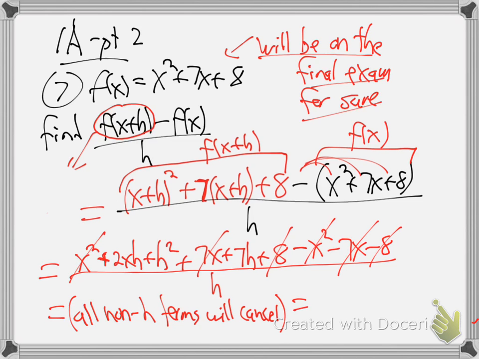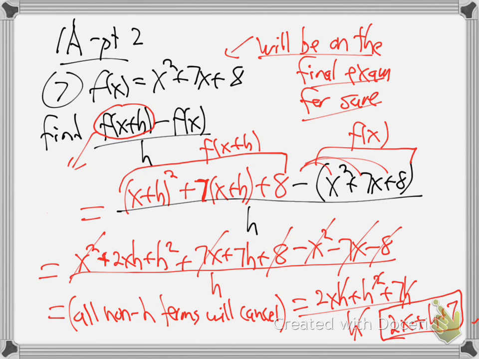So what do we have left? 2xh plus h squared plus 7h all over h. Then you can cancel. Remember, you cancel 1 from each of these guys. And so what's left? 2x plus h plus 7. No more denominator. Oh, that's off the screen, huh? Yeah, I kind of ran out of room. So the final answer is right here: 2x plus h plus 7.